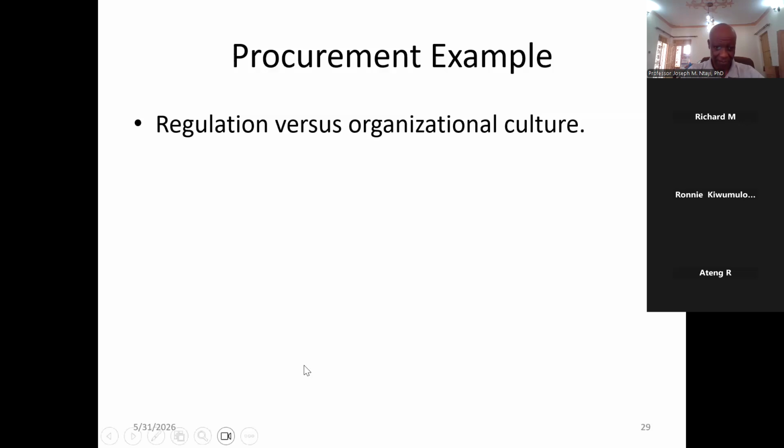The traditional assumption in public procurement is that the more regulations you come up with, the more compliance you'll get. So stronger regulations improve compliance. And that's where we are as a country, by the way. Uganda believes in generating laws all over the place, in almost every area.